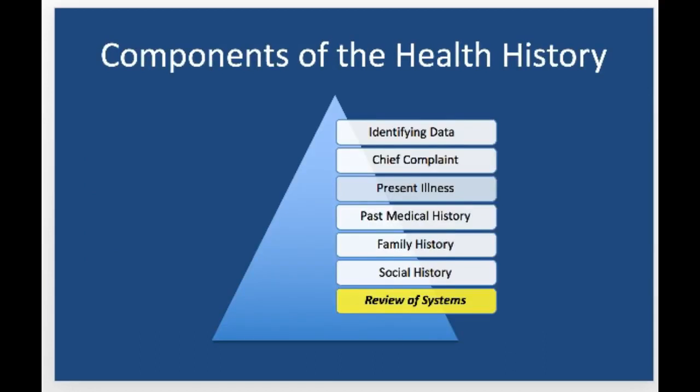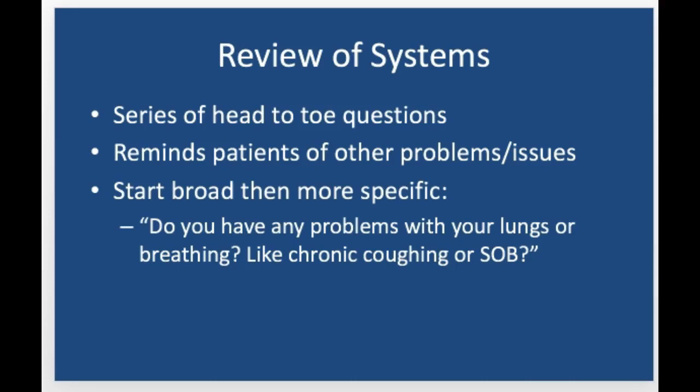The last thing is the review of systems. We've talked somewhat about this when we talked about just the pertinent review of systems. So if you see someone for an episodic concern, you're going to do just the areas that are pertinent to the reason the patient's being seen. Other times, you might do a full-on systematic review of every system, and usually this is done at comprehensive visits. So it's a series of head-to-toe questions. It might remind the patient of problems or issues that they might have otherwise forgotten about.